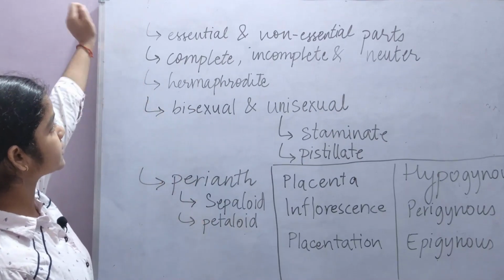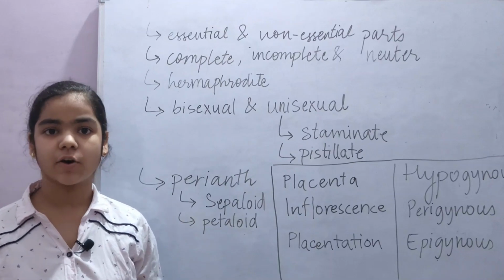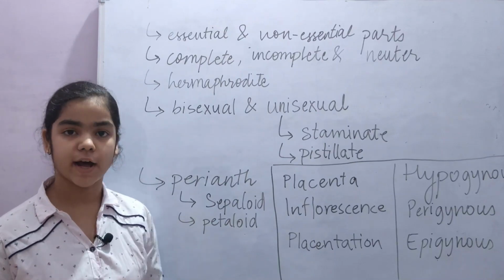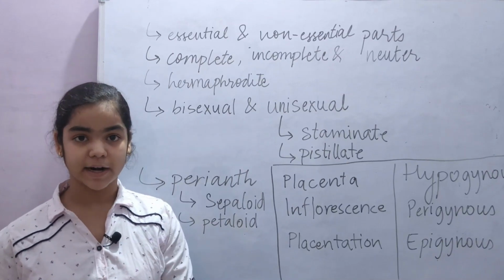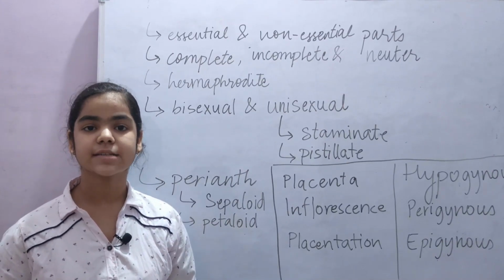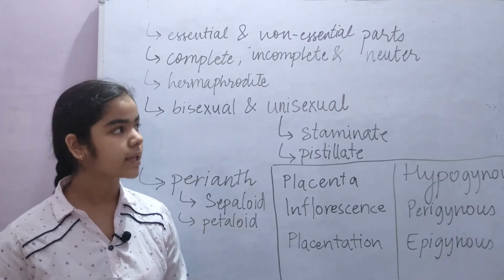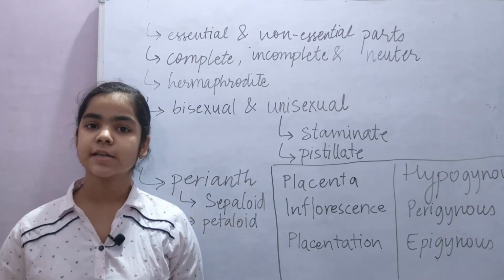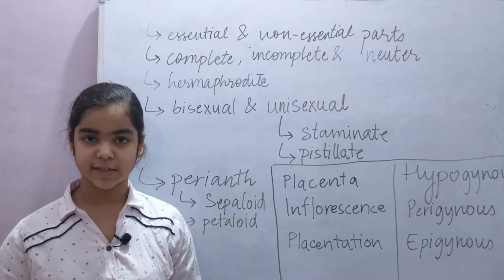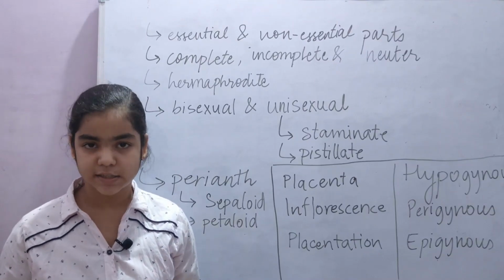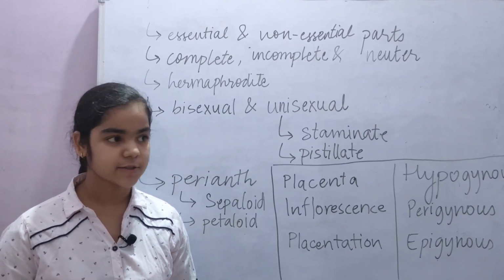First is essential and non-essential parts. The essential and non-essential parts of a flower. Actually, the reproductive parts are the essential parts, meaning that androecium and gynoecium are essential parts. What are the non-essential parts? Just like petals and sepals. So these are the non-essential parts, or say the non-reproductive parts of a flower.